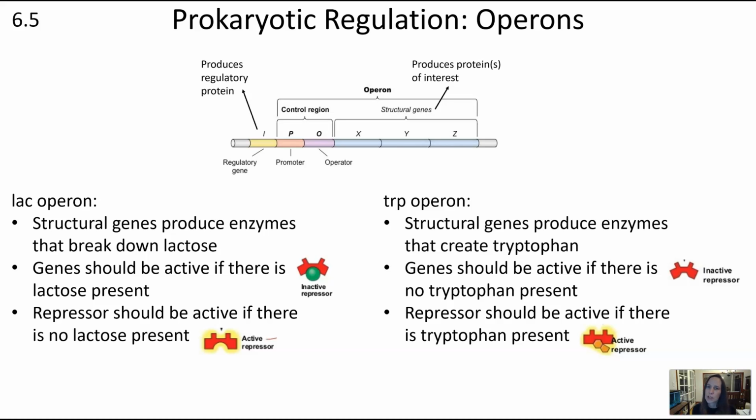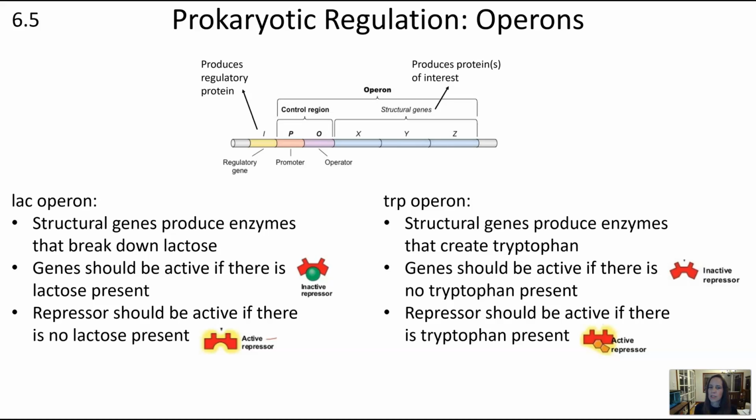The trp operon is just the opposite. In this case, the structural genes are producing enzymes that produce tryptophan. The end result is that when those genes are active, you get more tryptophan. So you want those genes to be turned on and transcribing if there's no tryptophan, right? You need more tryptophan if there's no tryptophan present. Likewise, you want your repressor to be active if there is tryptophan present.